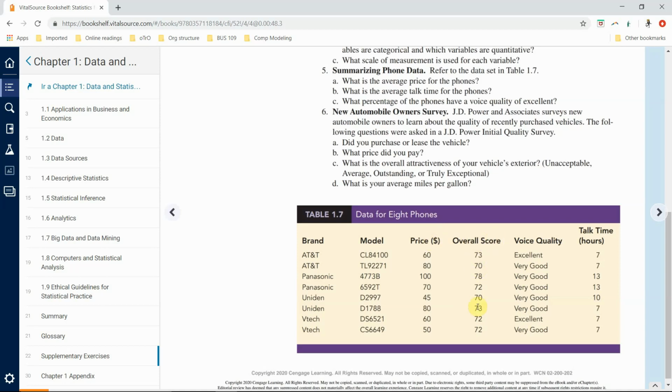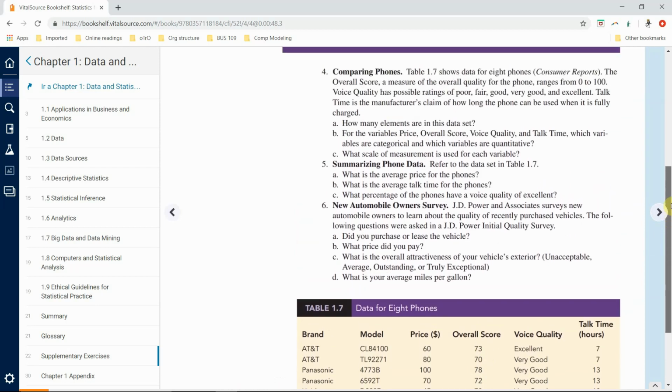Overall score, it's quantitative, we see the numbers here. So we might jump to thinking it's interval or ratio. Which one is it? It's actually interval. You might think, but Kristen, there's a 0. When we scroll up here, the overall score is the overall quality. It ranges from 0 to 100. The 0's in there. Why isn't it ratio? Well, let's think about this.